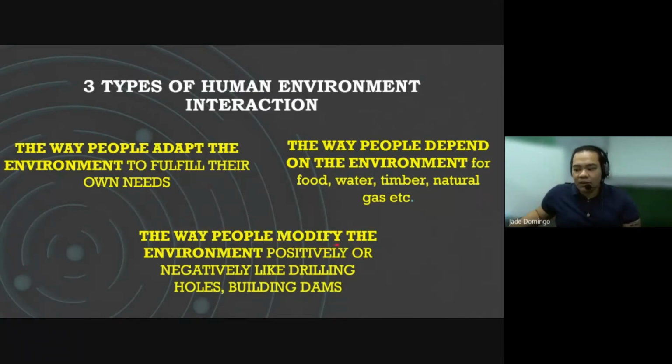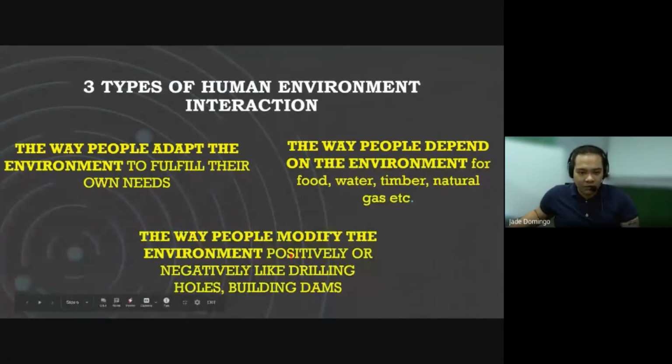But remember, modifying the environment can be positive or negative. For example, when we drill holes in the earth, that causes a chain reaction of ecological problems. When we build a dam, that will also cause ecological problems. So we need to be mindful of how we modify our environment. An example of positively modifying the environment is planting trees and picking up trash, things that we know can help the earth or the ecosystem survive. Okay, so those are the three types of human environment interaction: the way people adapt, the way people depend, and the way people modify the environment.